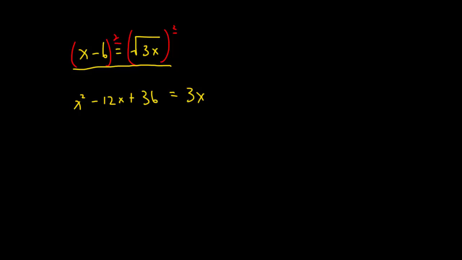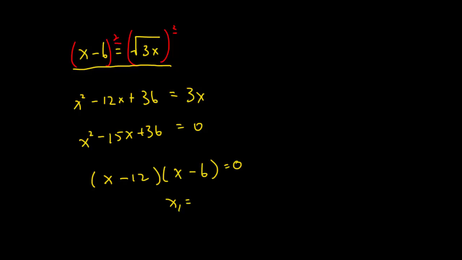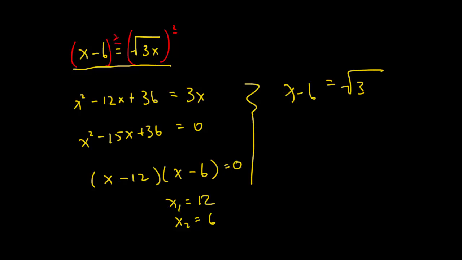So if we continue, x squared minus 15x plus 36 gives me 0. If I factorize it, you guys should know that will be x minus 12 times x minus 6 equals 0. So x1 is equal to 12, and x2 is equal to 6. Now let's have a look. So x minus 6 equals the square root of 3 times 12, or x minus 6 equals the square root of 3 times 6.